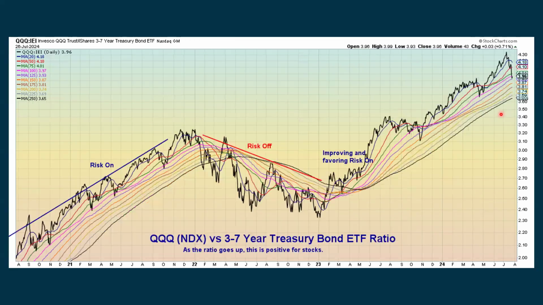And then we look at a ratio between the Qs and the 3 to 7 year bond. And the Qs have been really outperforming for most of 2024. Now this is starting to show a little bit of pressure at this point. Are we going to be able to bounce up out of this and resume this uptrend, or are we going to start to see some more weakness develop?